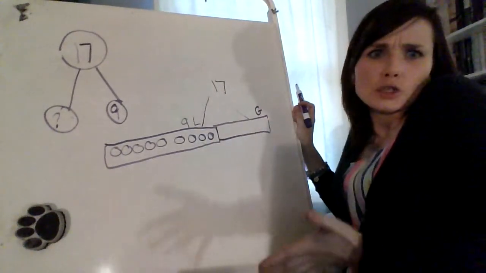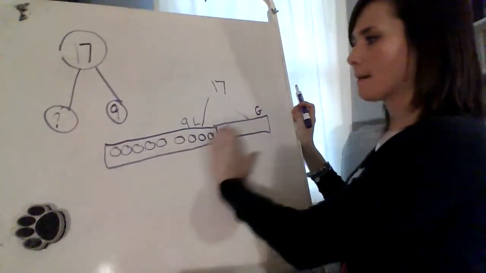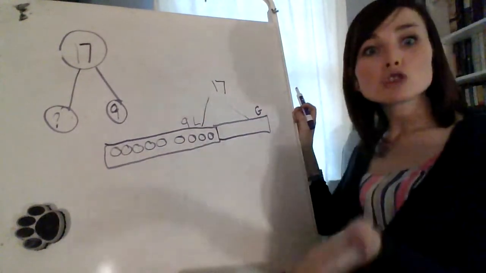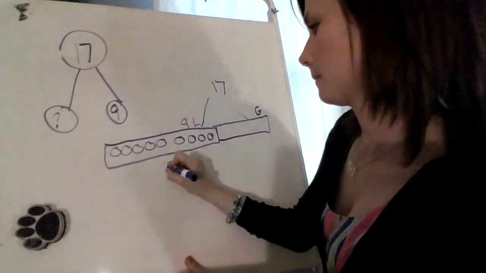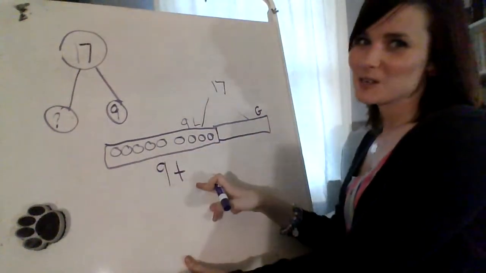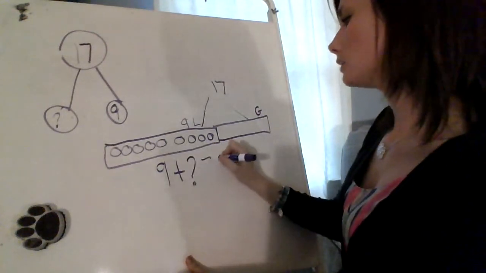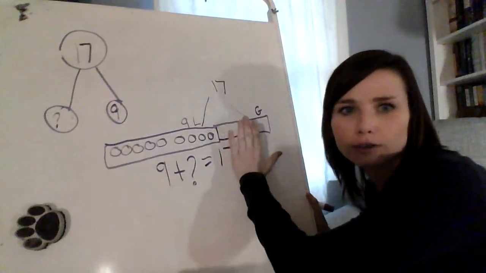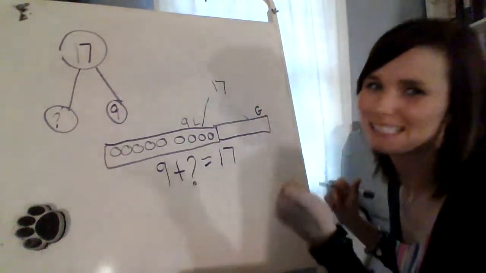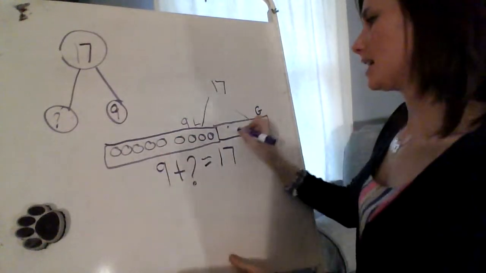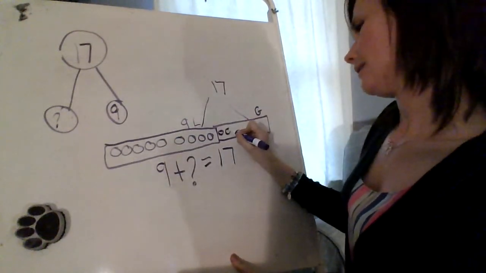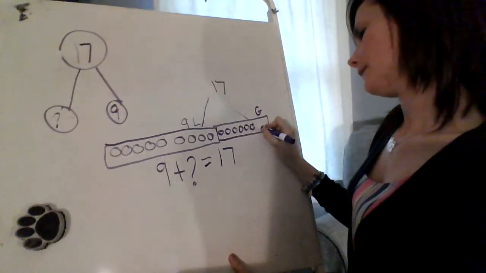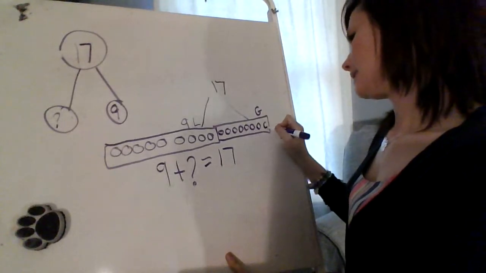What would be our mystery number sentence? Remember, part plus part equals our whole. What would our number sentence be? Good job. It's going to be 9 plus a mystery number equals 17. All right, let's count on and draw our circles in to solve this question. All right, so we have 9. Count with me. 10, 11, 12, 13, 14, 15, 16, 17.